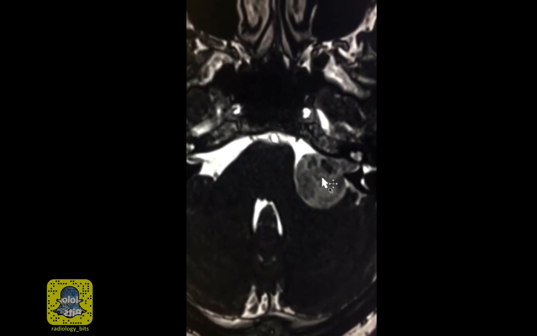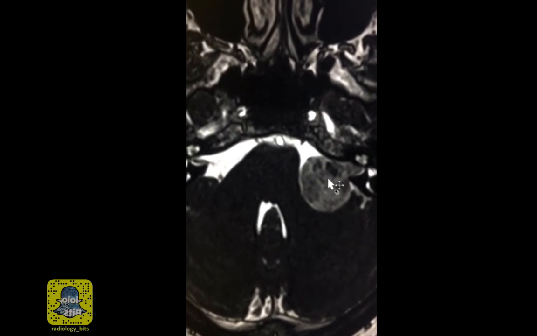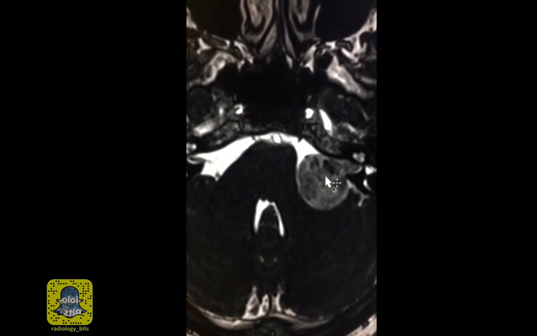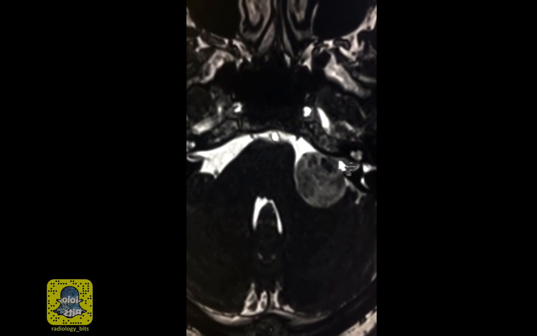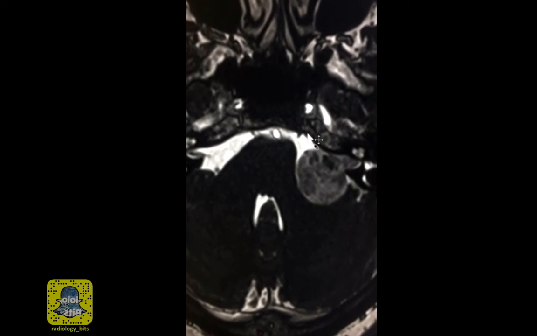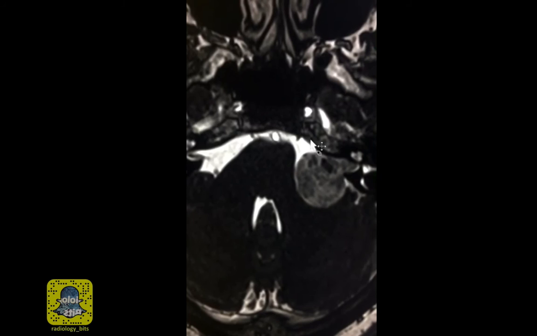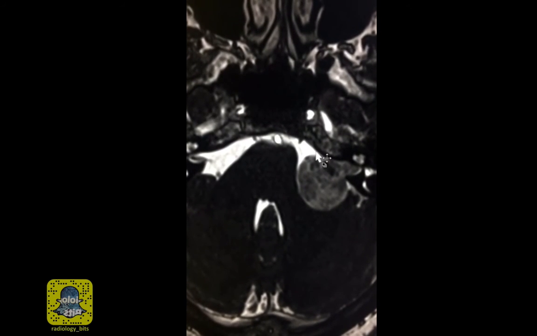If you have an accompanying CT and you see hyperostosis of the bone or calcification within the lesion, that favors a meningioma, which is not the case here. Extension into the internal auditory canal favors a schwannoma, and the presence of an enhancing meningeal component, what we call a dural tail, favors a meningioma, which is also not present here.